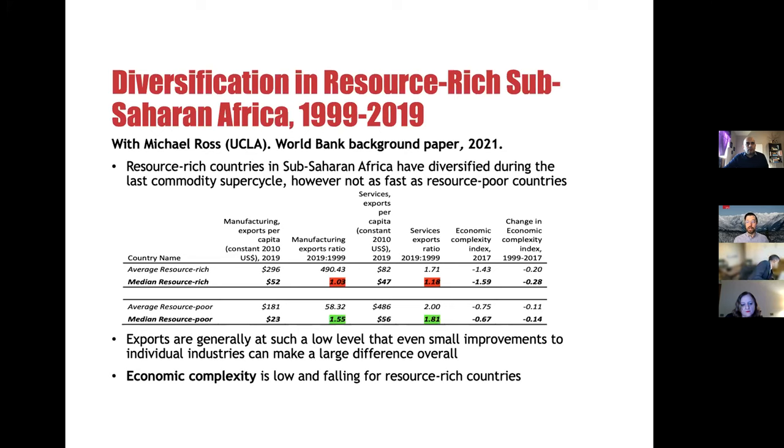Another observation, like before, there's still improvement even in resource-rich countries. And the third observation is that the numbers are really small. So we're talking $50 per person in exports for these levels. So when you think from a policy perspective of what it means to improve diversification, it can literally mean focusing on a single industry like fisheries or floriculture, improving that, and suddenly you might actually be fairly competitive compared to other resource-rich countries in your diversification.